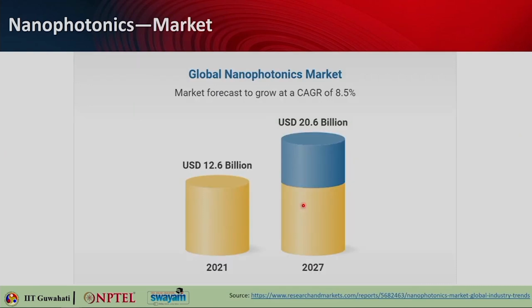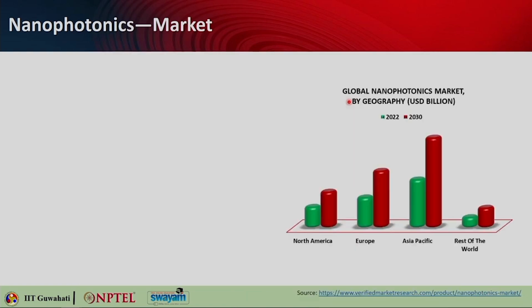You can also see the global nanophotonics market on its own. Right now in 2021, USD 12.6 billion is the market size, which will grow up to 20.6 billion again by 2027. So it has a growth rate of 8.5%. It is not growing at the same rate as silicon photonics, but yes, the nanophotonics market is also growing. That allows you to explore the new materials.